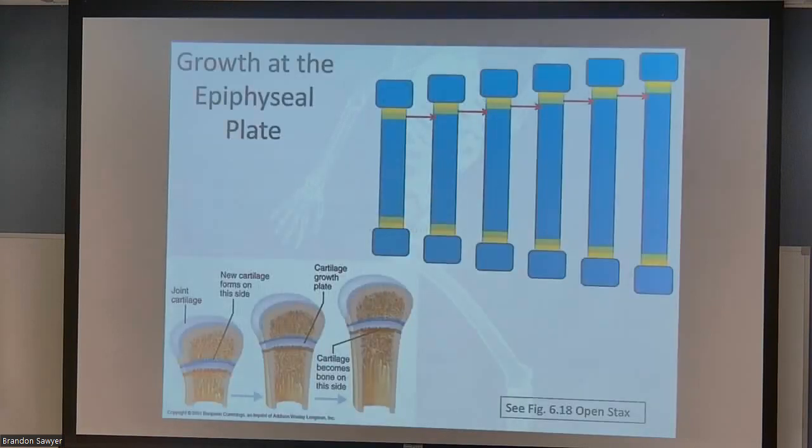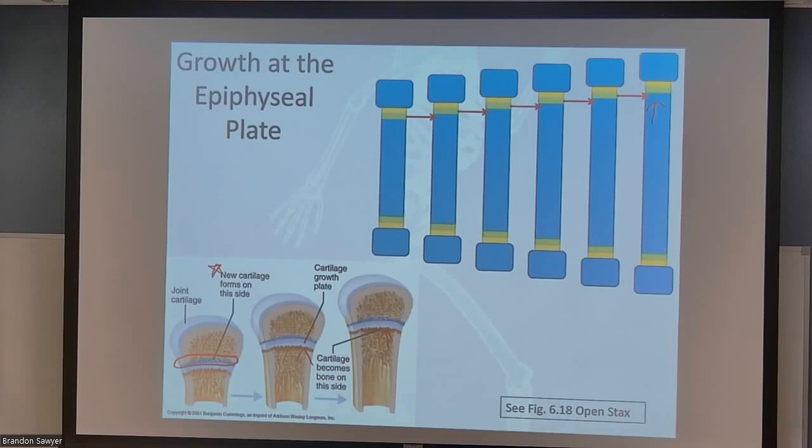Okay, so when we look at growth at the epiphyseal plate, this shows it nicely. We've got new cartilage forming up here. And then down here at the bottom, we see that cartilage is becoming bone. So we're adding bone to the bottom. And then that cartilage is growing more on the top, but it just keeps chasing it upwards. That's shown by this image here as well. And that's really how growth of that epiphyseal plate occurs.